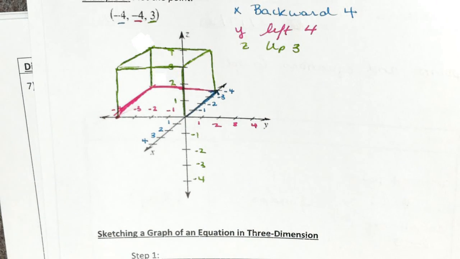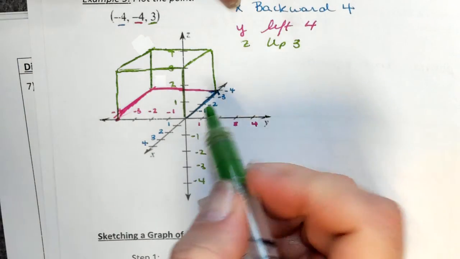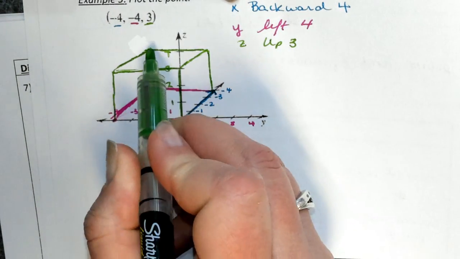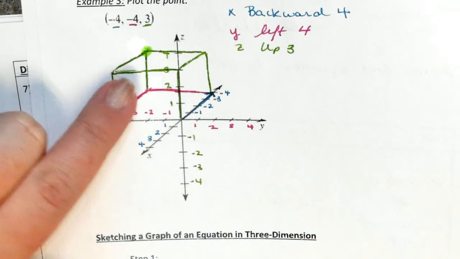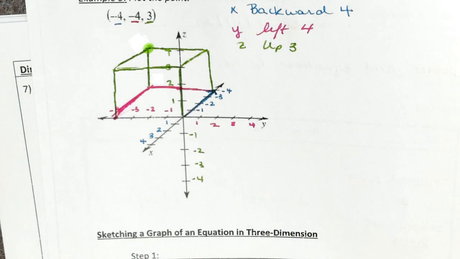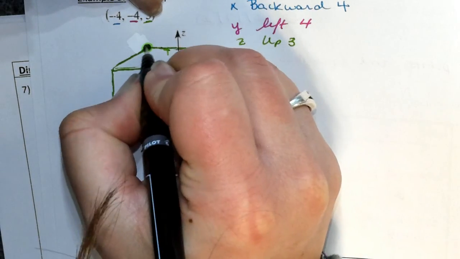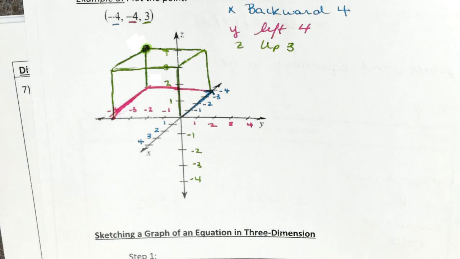There's our box, but which point are we actually referring to? Well, if I take and I go backward 4, left 4, up 3, the point I'm referring to is this corner right here of the box. So I'm going to make sure that I actually put that as my point when I'm drawing this in.